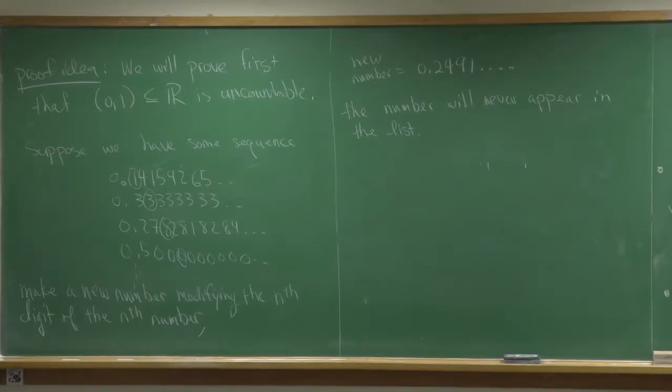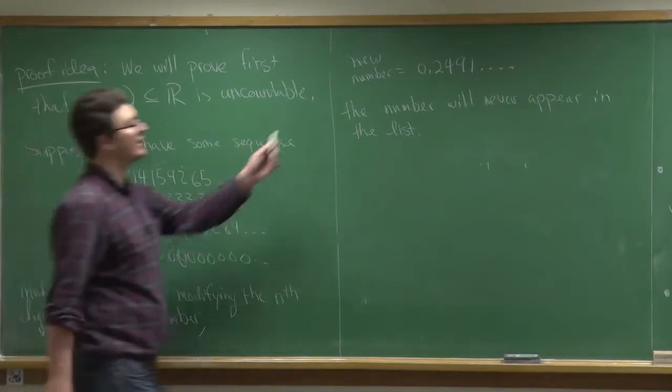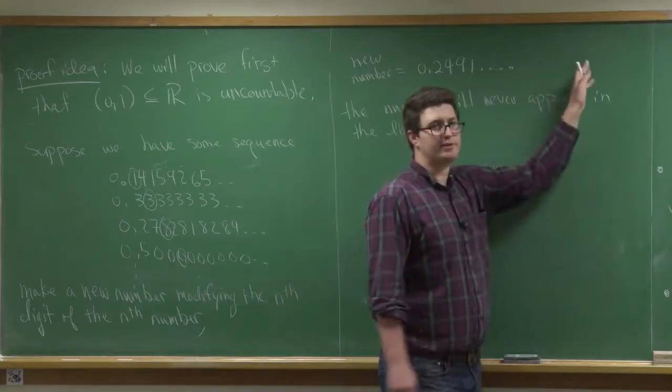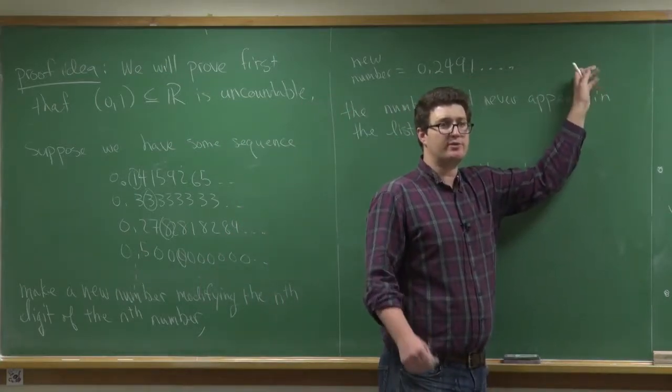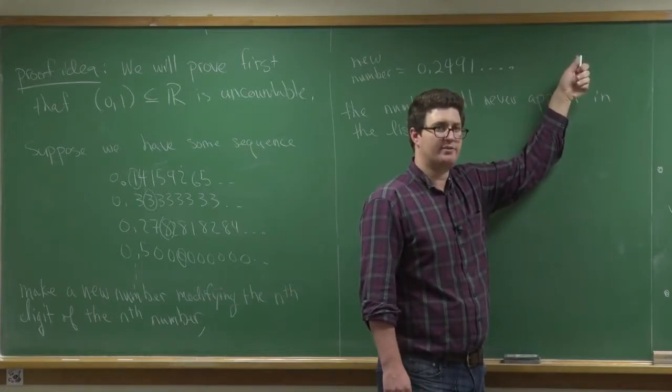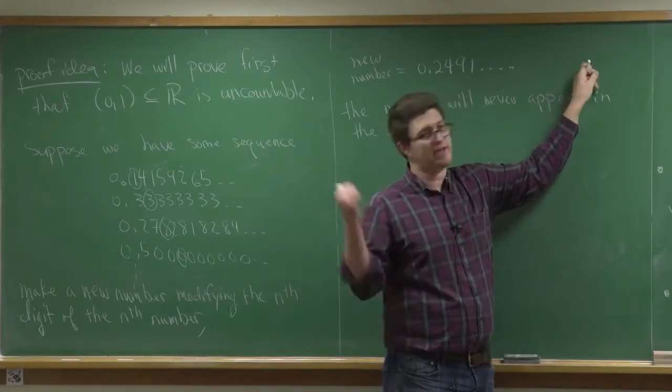Well, okay, so what place would it appear at? The 101st place? If it appeared at the 101st place, I'll go look at the 101st thing down on this list. Then I'll go to the 101st digit here. And I'll know that those two numbers can't be the same because I modified this one in the 101st place, right? So it can't appear on the list.